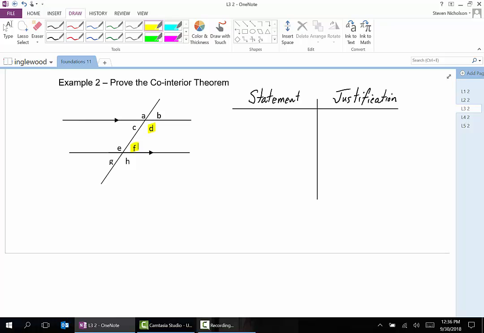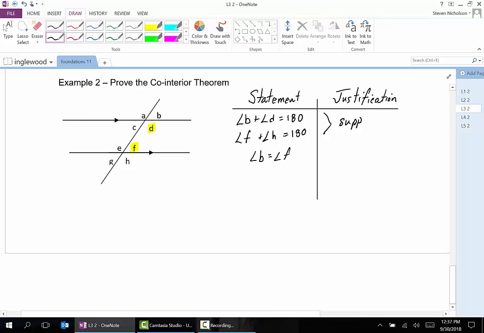And maybe it starts like this, similar to above. Well, what do we know? We know angle B plus angle D equals 180. And we know angle F plus angle H equals 180. And both of those reasons are supplementary. We also know that angle B equals angle F. And we also know that angle D equals angle H. And again, we know that because those are examples of corresponding angles.